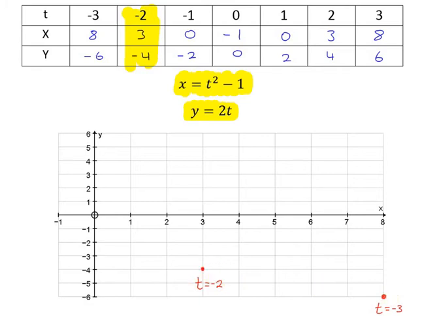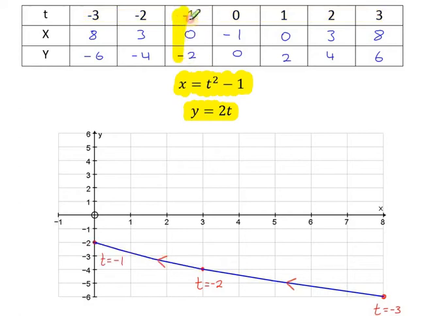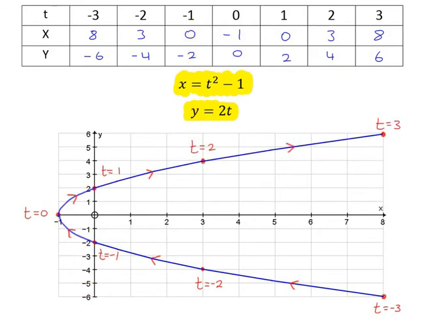Now we can join these together, like so. As t increases, a particle has moved from this point to this point, so we're tracing out the path the particle has taken. And then t equals -1, a particle is now here, and so on. So as t increases, a particle moves in this direction along this path.